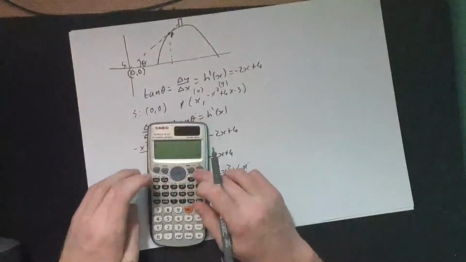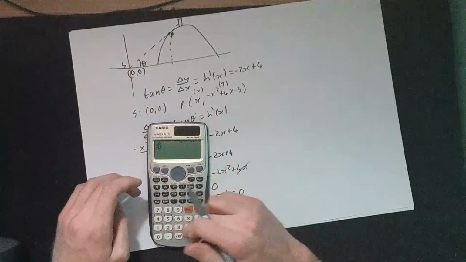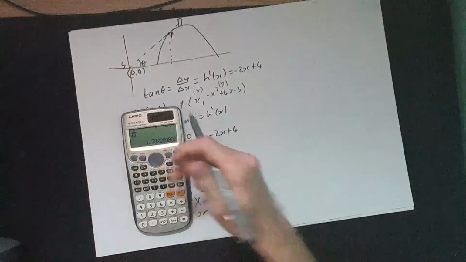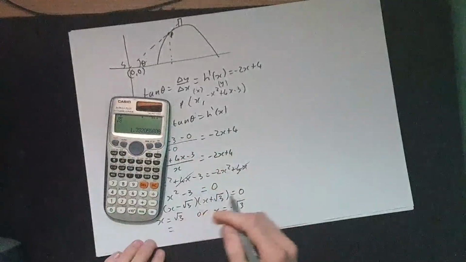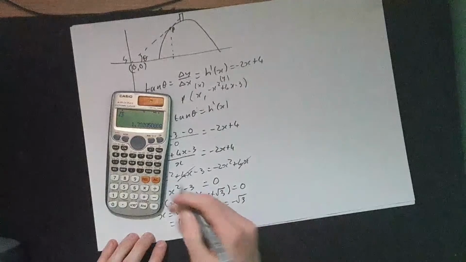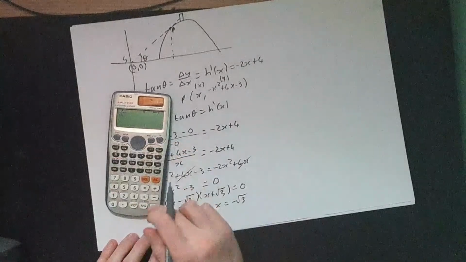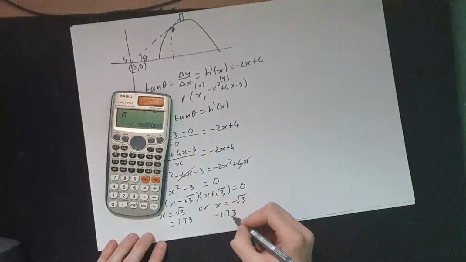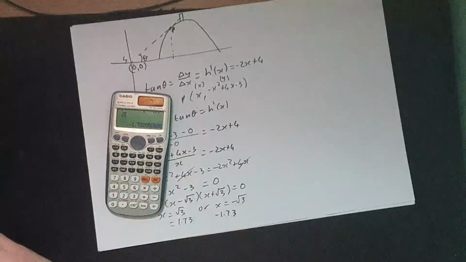Root 3 is equal to 1.73. Okay, so this is 1.73, and if we say negative, you end up with negative 1.73. Okay, so what do we do from here? Okay, so we've got now the value of x, so essentially we can now solve for our gradient.